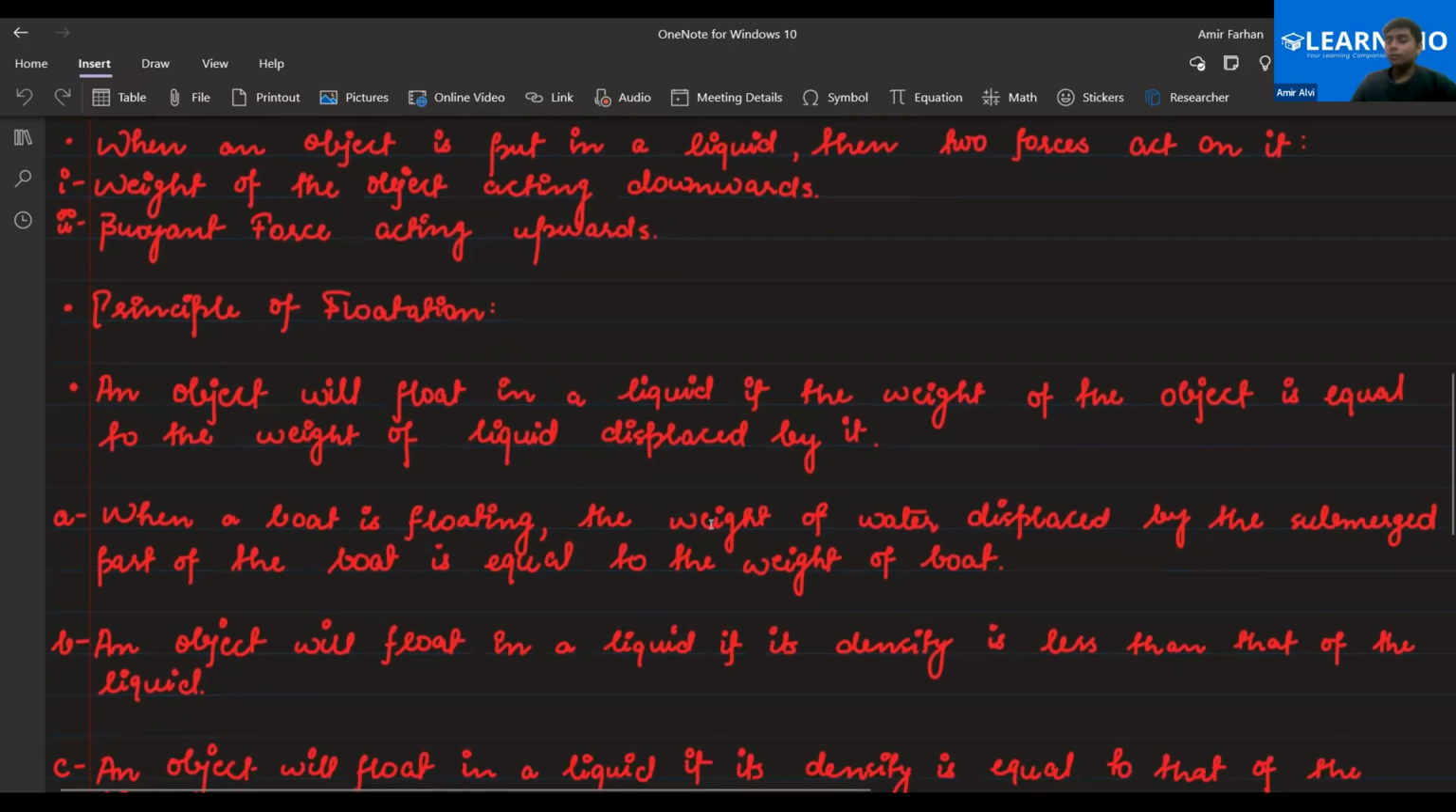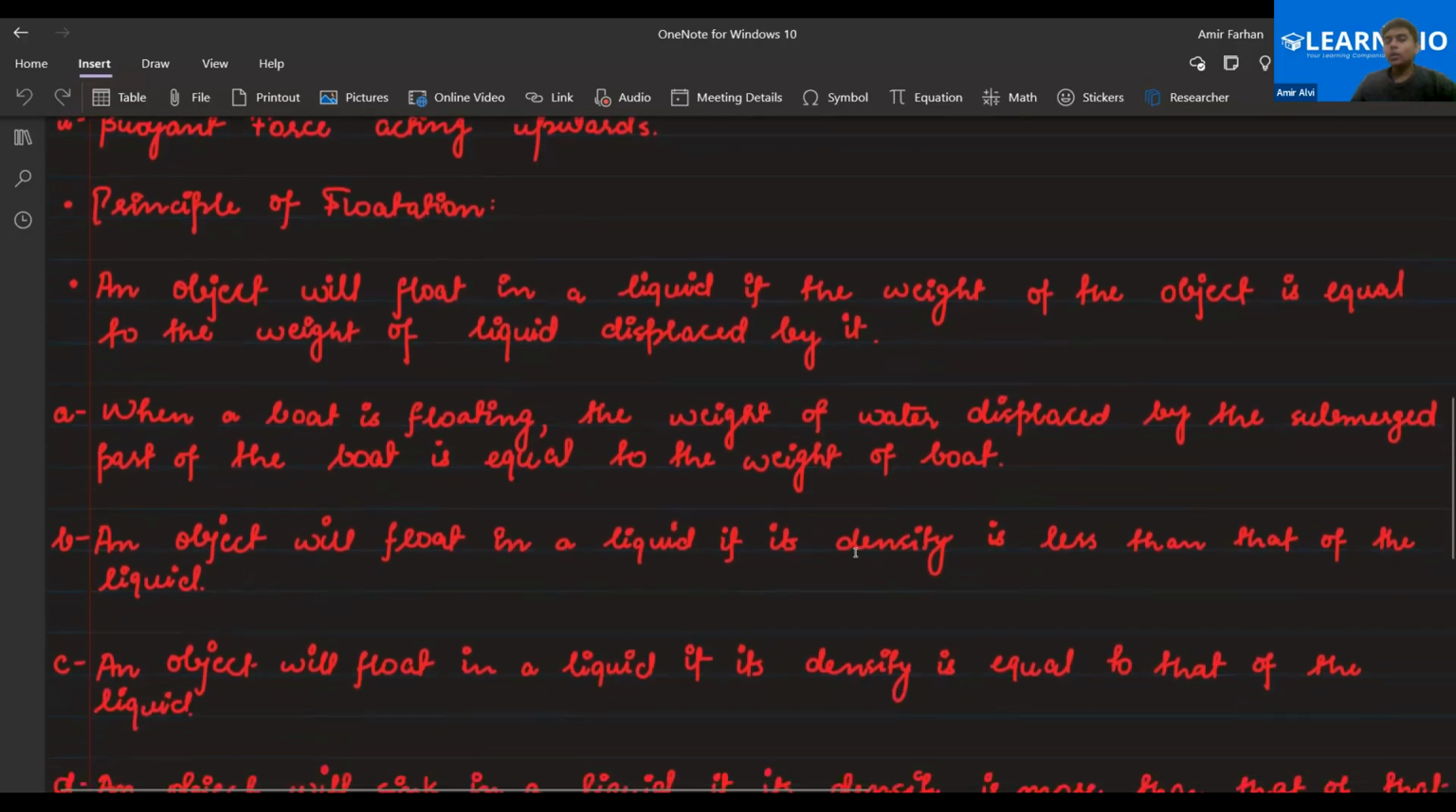When a boat is floating, the weight of the water displaced by the submerged part of the boat is equal to the weight of the boat. So whatever the weight is, that weight of water is removed from that source of water, and it is equal to nothing but the weight of the boat.